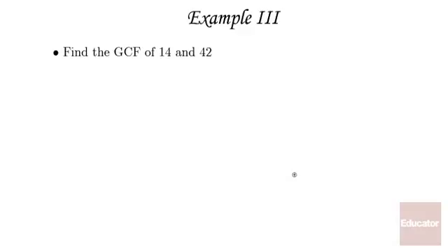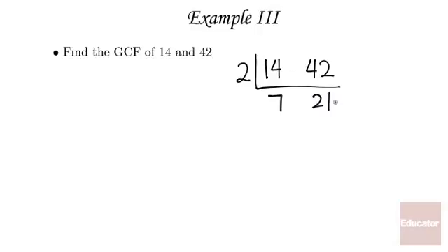Okay, this next example, 14 and 42. They're both even numbers, so I can just take out a 2 because I know even numbers have a common factor of 2. 14 divided by 2 is 7. 42 divided by 2 is 21.